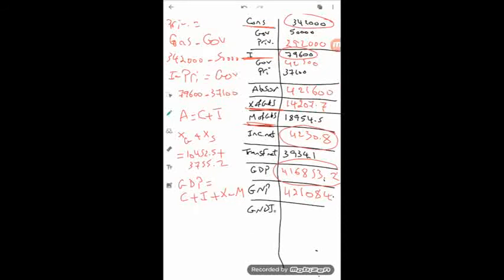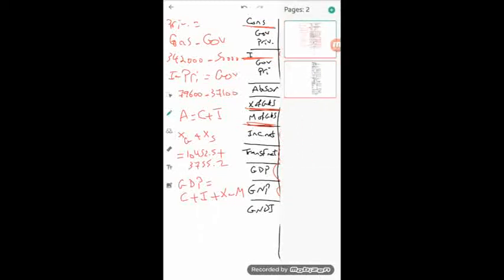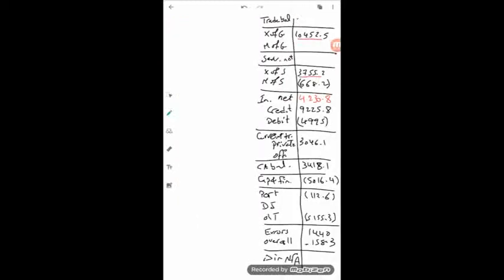And finally GNDI. It's GNP plus transfers net. It will be 425,018.1. This is the national accounts table. Now we are going to move to the balance of payments. Trade balance. We would like to calculate import of goods and total trade balance.